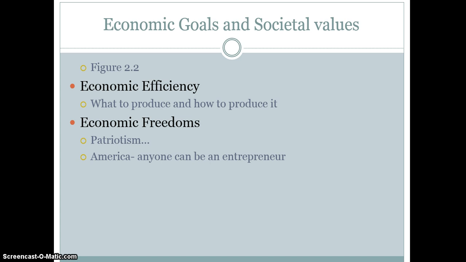Economic goals and societal values. Right now I want you to look at Figure 2.2 in your book, and then we'll continue on. Economic efficiency. Economic efficiency is what to produce and how to produce it. Something is efficient if you do things with as little effort as possible, but get the most out of it. Economic freedoms. We talked about that.